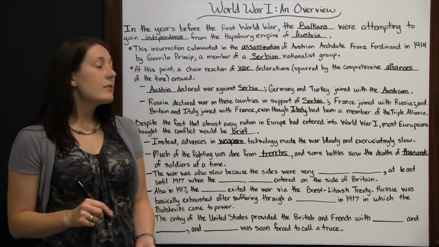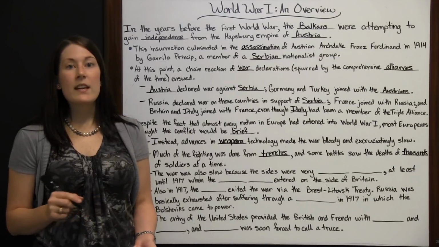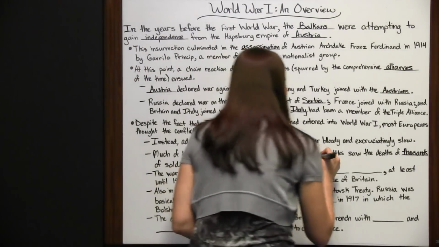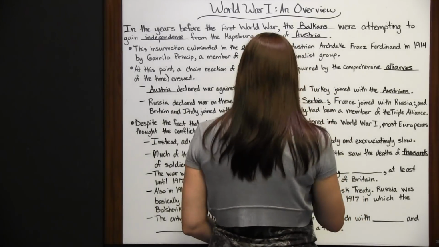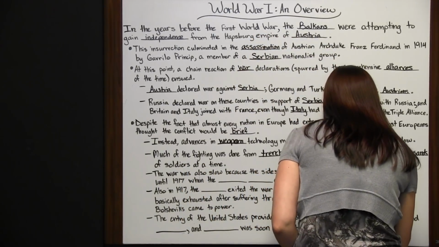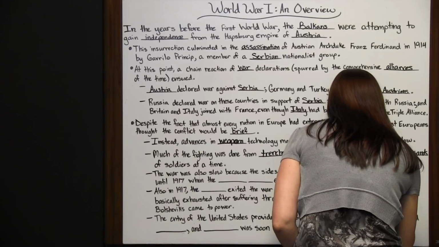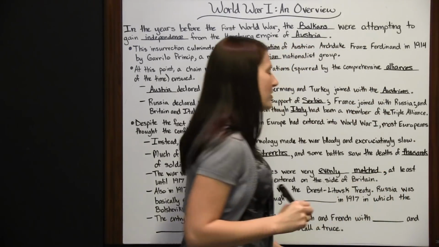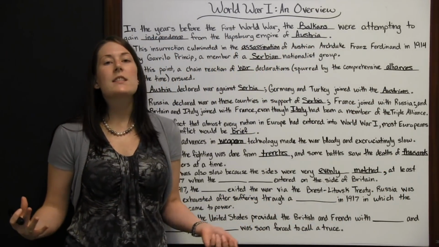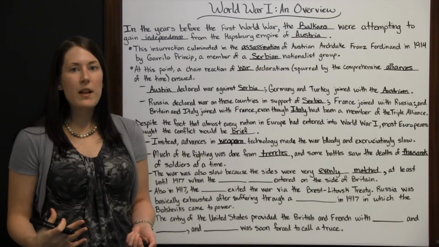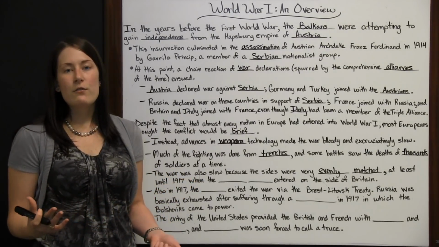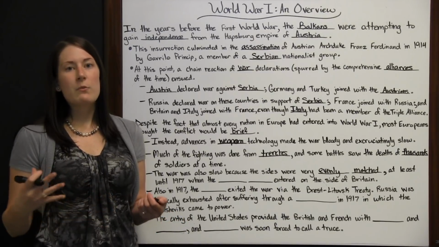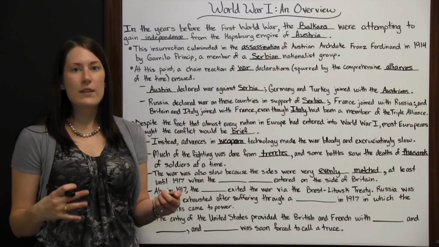The war was also slow because the sides were very evenly matched. Large countries had come to back up both Austria and Serbia, which meant that the sides ended up being evenly matched by the size of the countries, the availability of troops and supplies. And so being evenly matched, it made it harder for you to just instantly win. You weren't going to win quickly if the sides were evenly matched.